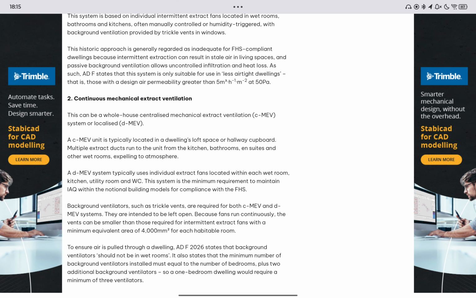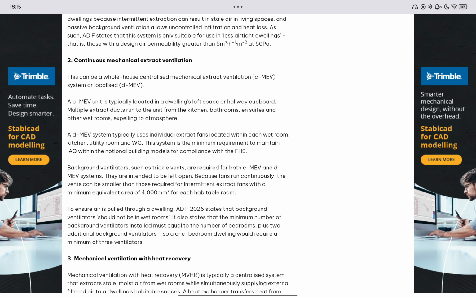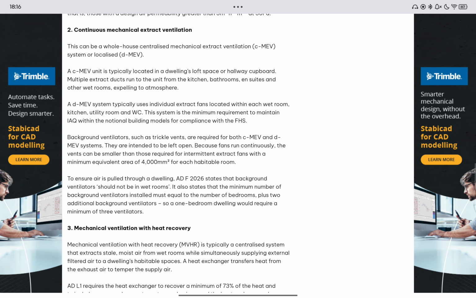Continuous mechanical extract ventilation. This can be a whole house centralised mechanical extract ventilation CMEV system or localised DMEV. A CMEV system is typically located in a dwelling's loft space or hallway cupboard. Multiple extract ducts run to the unit from the kitchen, bathrooms, en-suites and other wet rooms, expelling to atmosphere. A DMEV system typically uses individual extract fans located within each wet room, kitchen, utility and WC. This system is the minimum requirement to maintain indoor air quality within the notional building models for compliance with FHS.